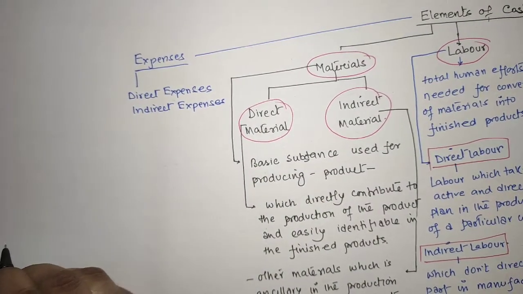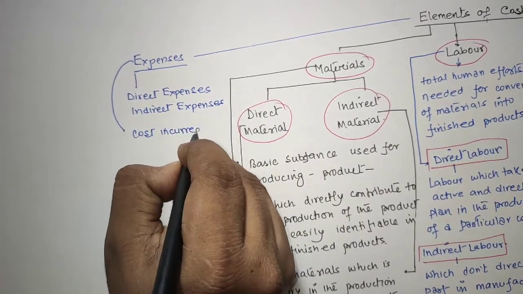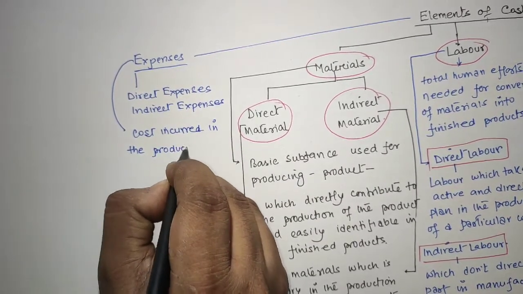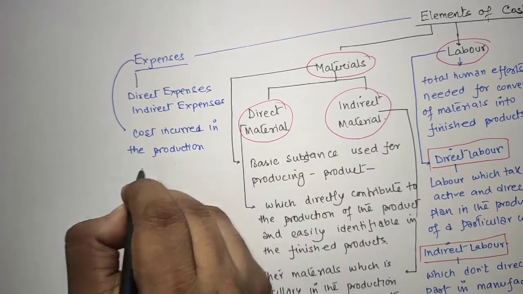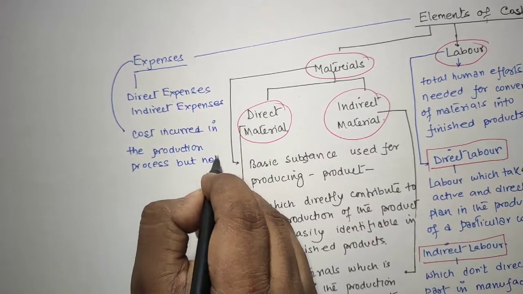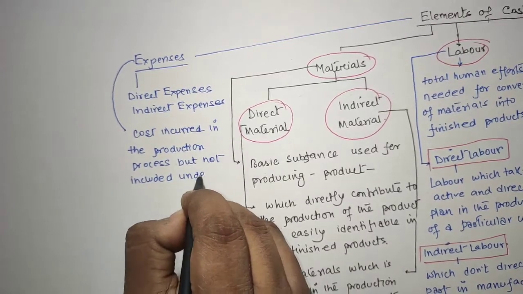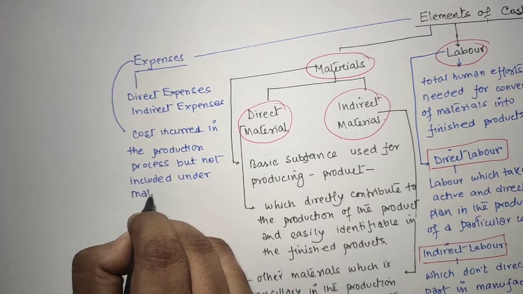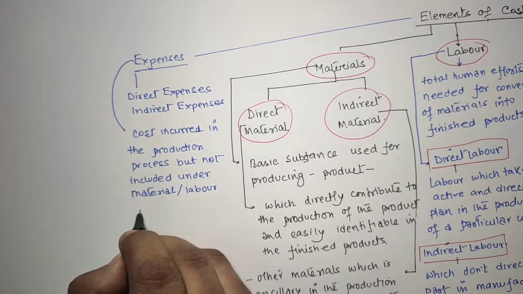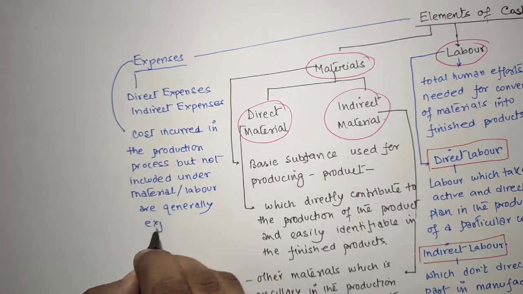Now what are expenses? Expenses are the costs incurred in the production process but not included under material or labor, that is, general expenses.